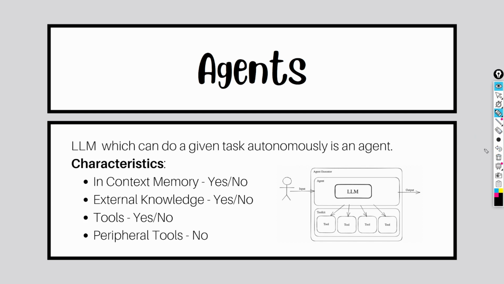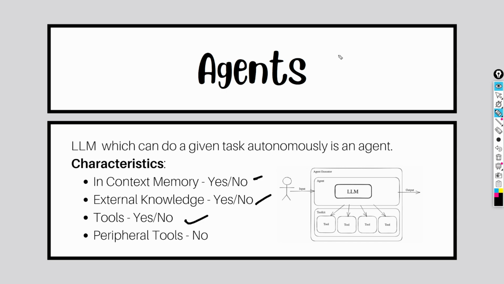So here you'll have in-context memory, yes or no based on your task, and external tool knowledge, yes or no based on your task. Now you might wonder, I was emphasizing tools, so here I didn't provide any tool. Yes or no is what I have provided. Any LLM which can do a given task autonomously is an agent.